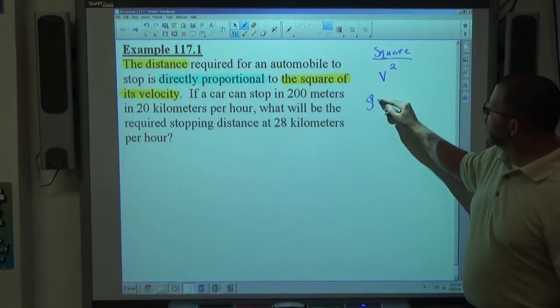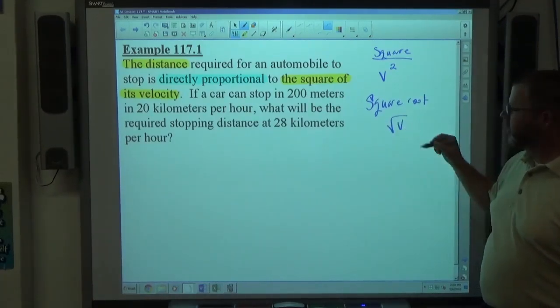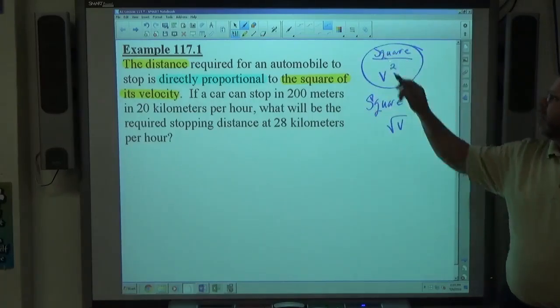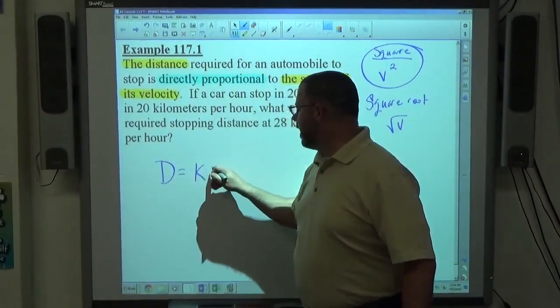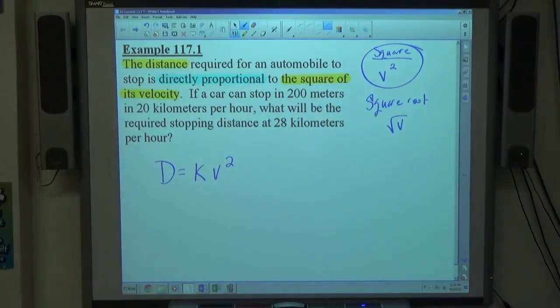The square root would look like this. And they could do either one. In this case, they said square, so we're going to use this one here. So distance varies directly as the velocity squared. So we're going to set it up just like we did before, but instead of just having d equals k times v, now it's d equals k times v squared because it says velocity is squared.